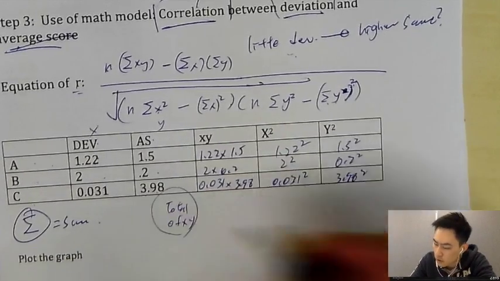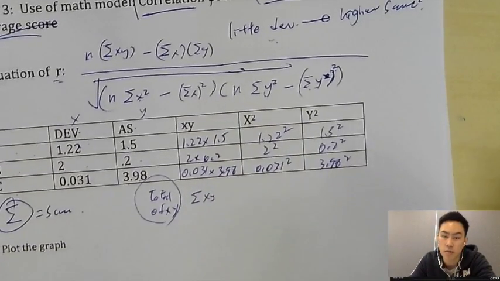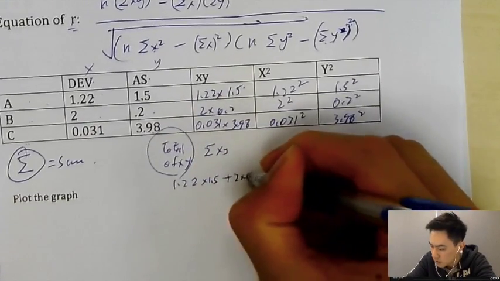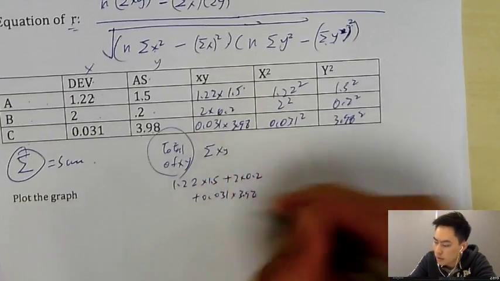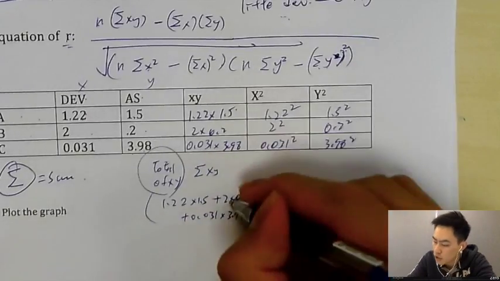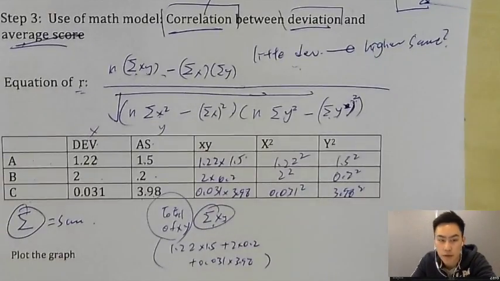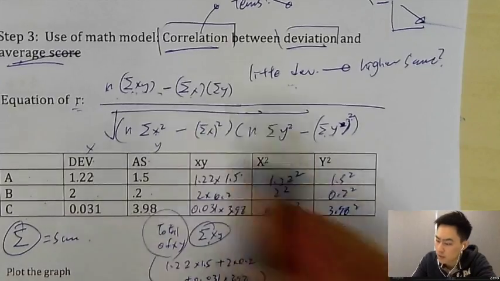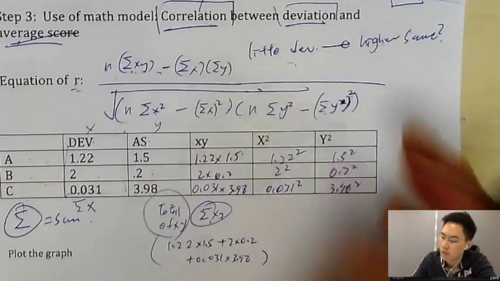If you want to avoid this word, then you can write in symbol summation of xy. So I just add all this up, so it will be 1.22 times 1.5 plus 2 times 0.2, okay, and then plus 0.031 times 3.98. You get a number, and that is the summation of xy, right? And then n stands for there are how many phases? So 1, 2, 3. So you have 3 phases, and then just sub all the numbers in. So summation of x, you know that. So we just add up all the x. Okay, so I think you understand how to do the calculation here, and then I'll just give you the answer.